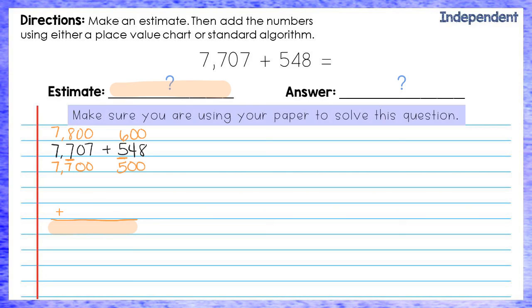I hope this helped. I wanted to make sure that everyone felt good about estimating. We will continue to work on estimating because it can be a tricky strategy, but it's very, very useful in life, which is why we do it so often in 4th grade.